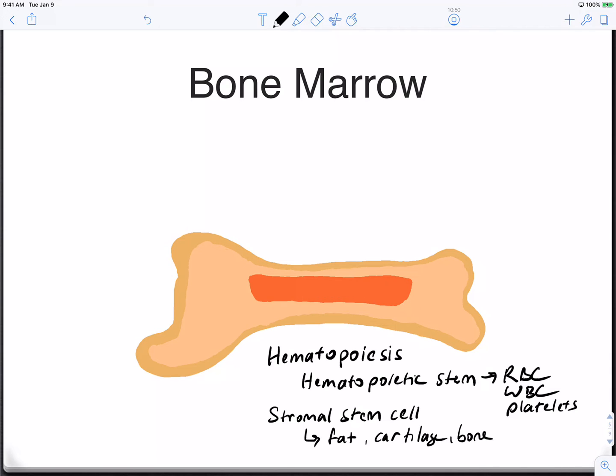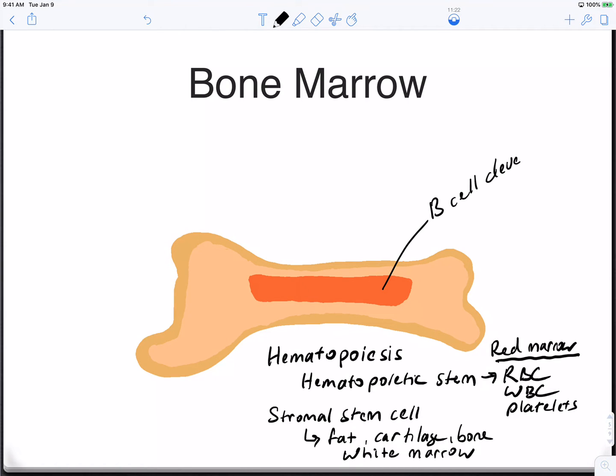Now your red marrow is considered your myeloid tissues, which are your red blood cells, white blood cells, and platelets. And your white marrow are your fat, cartilage, and bone. So the other thing that happens with your bone marrow is that you have B cell development.